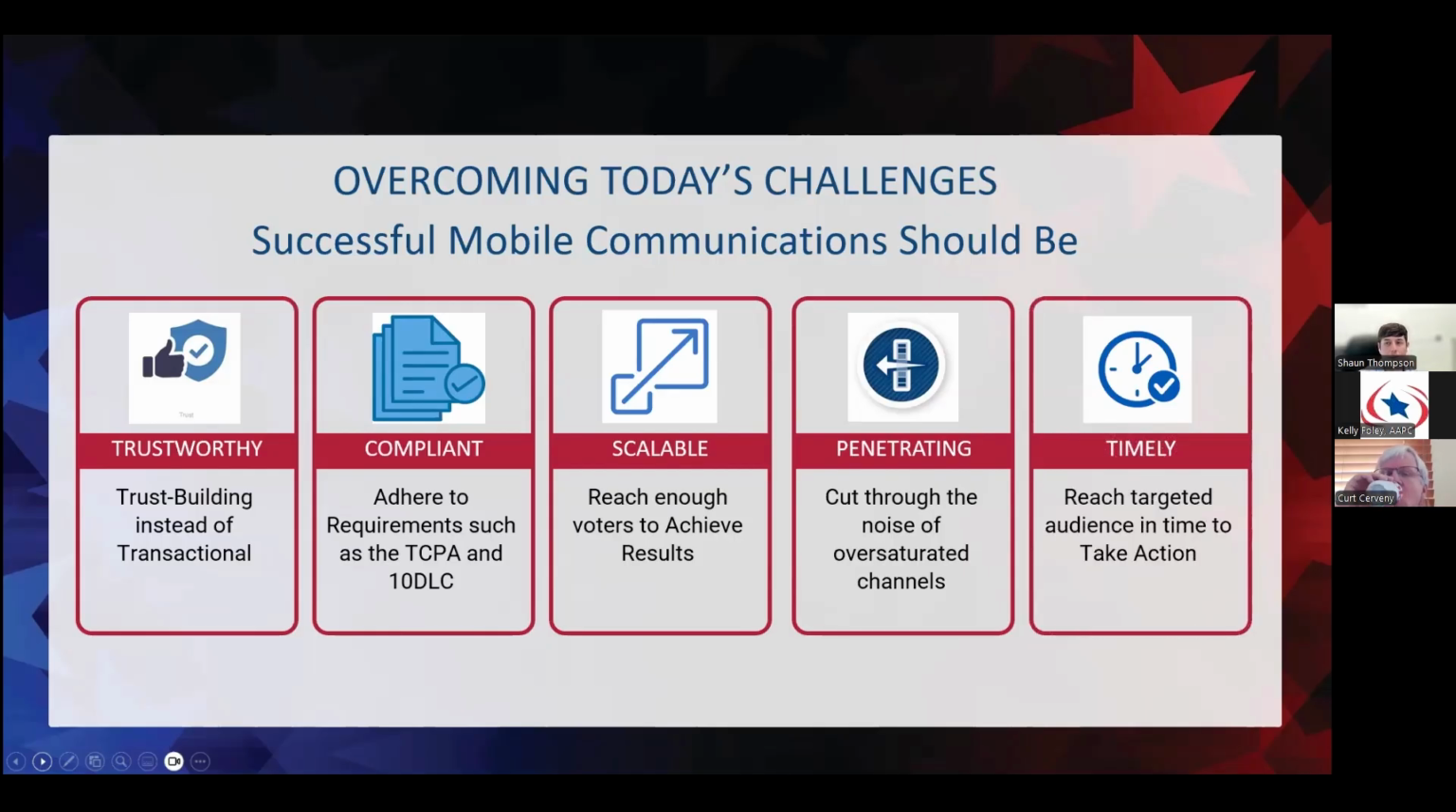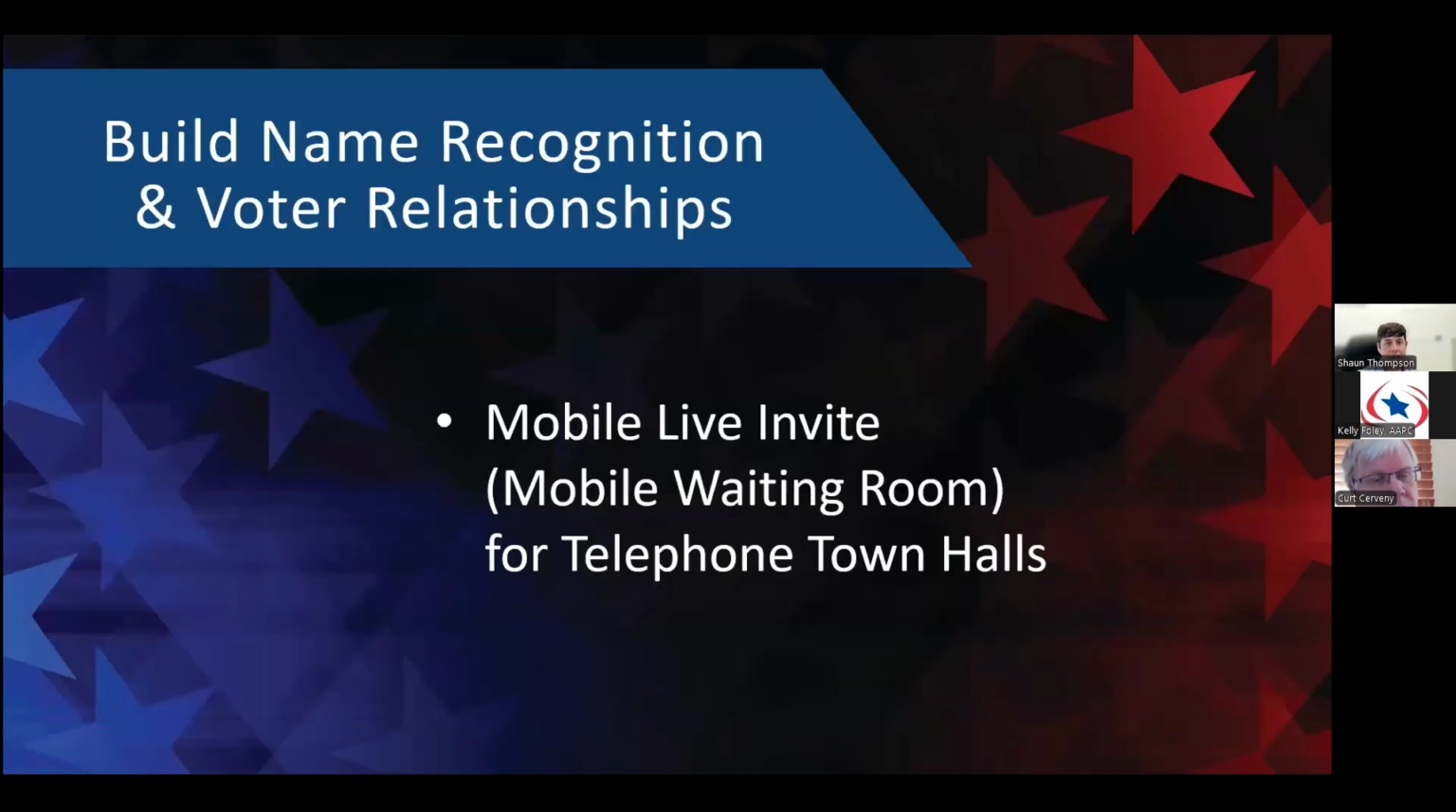And lastly, we're going to be talking about timeliness. This is a really big one, because in the last election cycle with peer-to-peer texting, there were literally millions of GOTV texts that weren't delivered until after election day. So those GOTV messages didn't get out. But the tools that we'll be talking about today are timely, and your message will get out before election day. So, Curt, is there anything that you want to add before we dive into building name recognition and voter relationships?